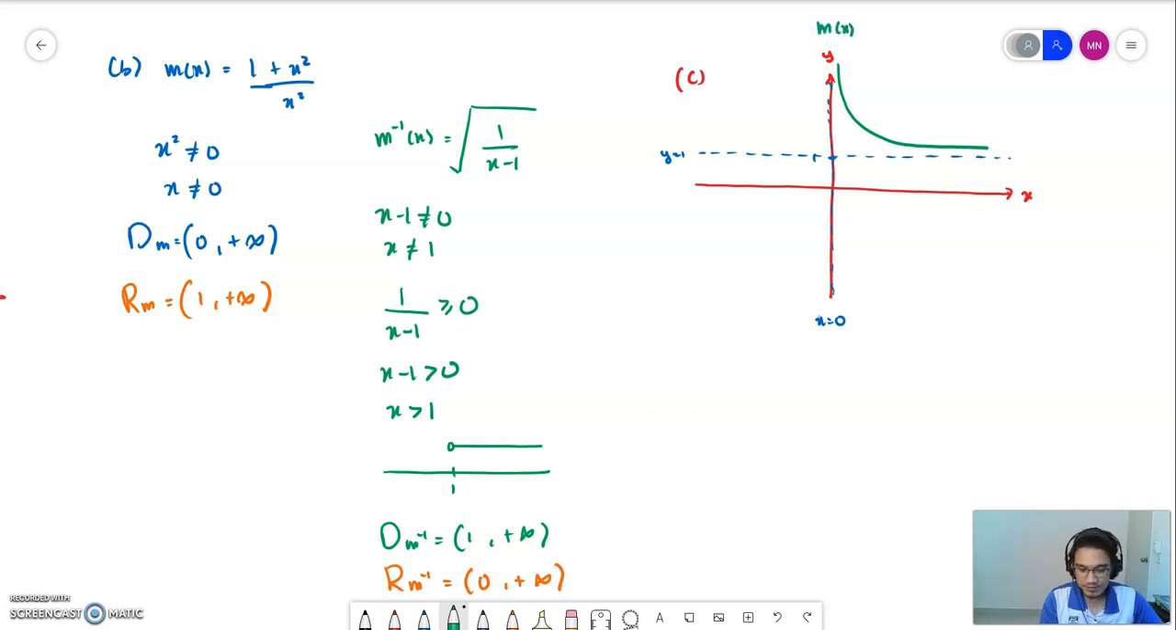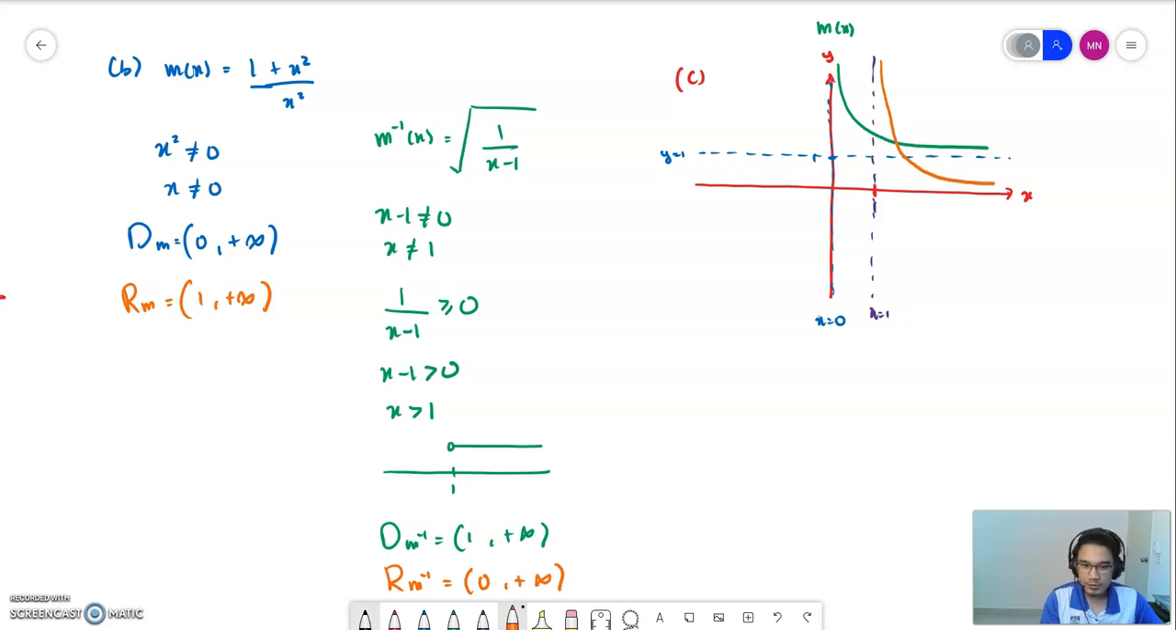Okay, this is the graph for m(x). Then for m inverse, the domain is from 1 until positive infinity, so our vertical asymptote is at x equal to 1. The graph for the inverse function will be shaped like this.